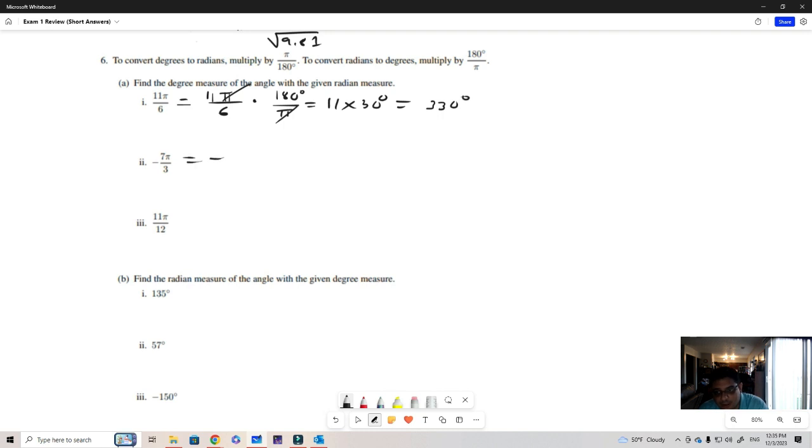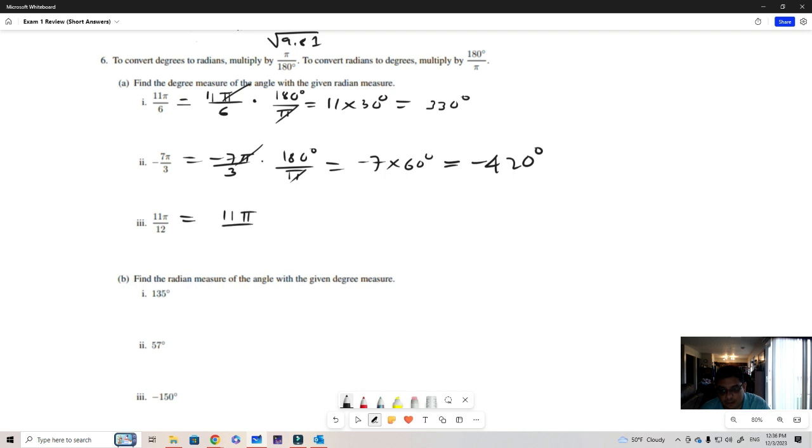Same thing here, we have minus 7 pi over 3, and we multiply this by 180 over pi. Notice that the key is that the pi is canceled, and we get something in terms of degrees. Then this is minus 7 times 60, and this is minus 420 degrees.